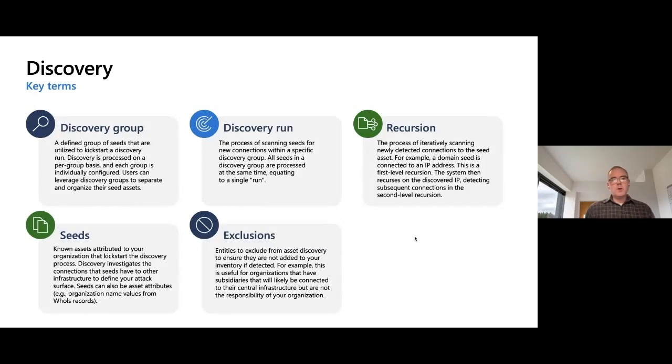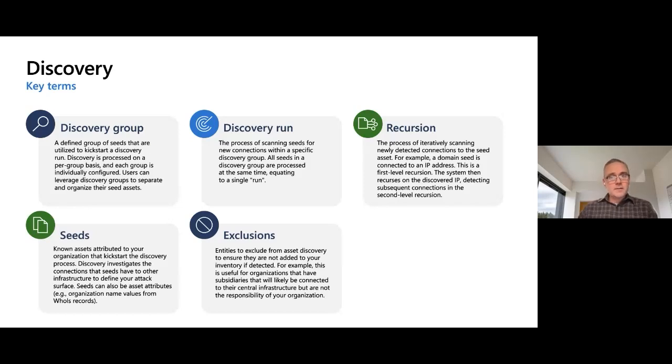A few key terms real quick. A discovery group is a group of seeds. So if, say, we know that we own 8 domains, and we put those 8 domains in there, those 8 domains are a discovery group. But we could also do domains, ASNs, IP blocks, a whois contact. It could be a lot of different things. But that discovery group is a group of seeds, and those seeds are then utilized to discover new assets.